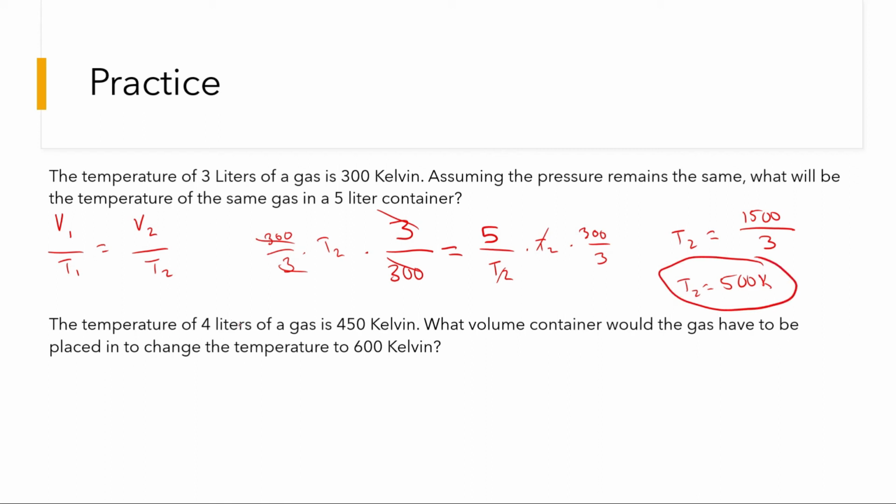Second problem says the temperature of 4 liters of gas is 450 Kelvin. What volume of container would the gas have to be in to change the temperature to 600 Kelvin? So again, we've got 4 for our V1 over 450 equals volume 2, which is what we're trying to solve for, over 600. This one's a little easier. We can just multiply both sides by 600. That'll cancel. And we will get that V2 equals 2400 over 450, or about 5.33 liters.